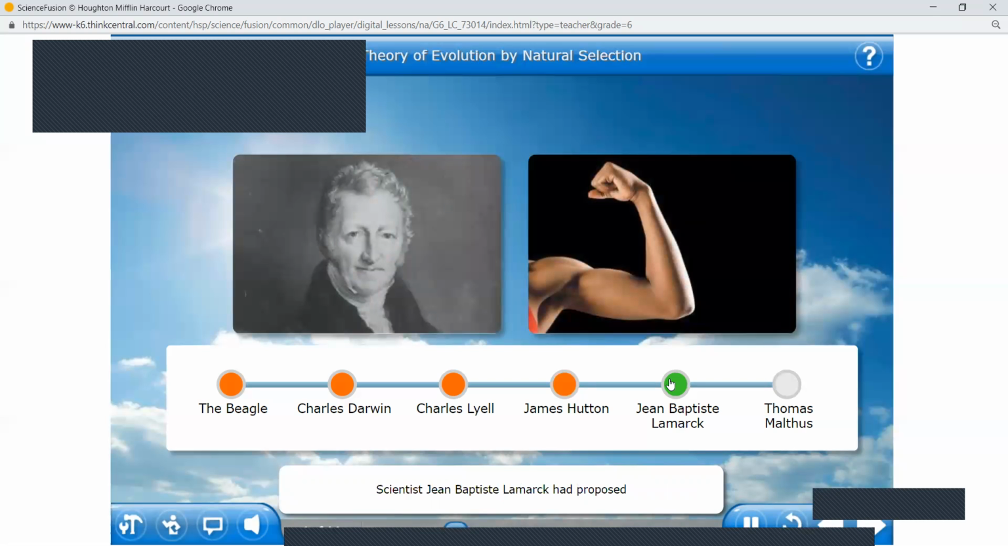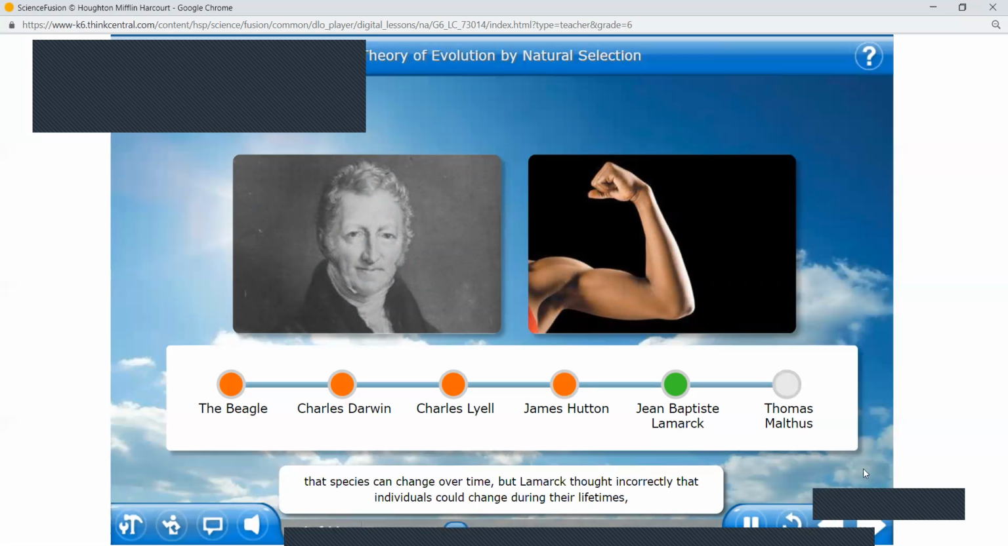Scientist Jean-Baptiste Lamarck had proposed that species can change over time, but Lamarck thought incorrectly that individuals could change during their lifetimes. There were new breedings that could give you new colored dogs and there were new species. So he said that over time, the individuals could change during their lifetimes also. When they are alive, they can change their body, they can change the way they look. You know that there are different surgeries.